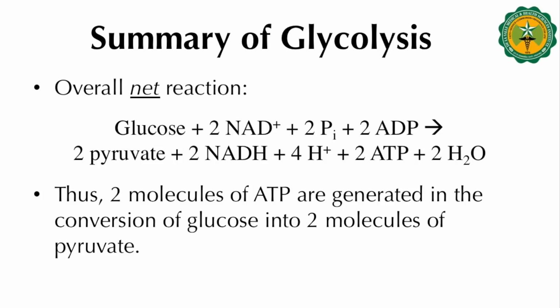We can actually reduce these 10 steps into an overall net reaction wherein there is a net production of 2 pyruvate molecules, 2 NADH molecules, 4 protons, 2 ATP molecules, and 2 water molecules for every glucose molecule that enters the glycolytic pathway.